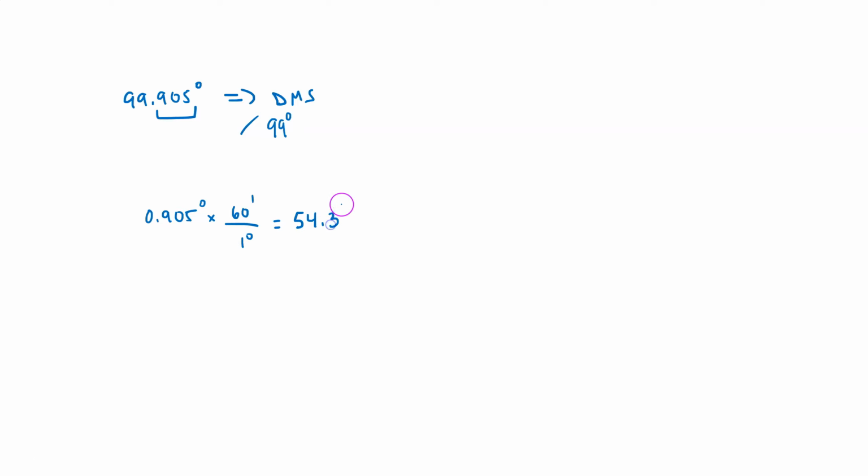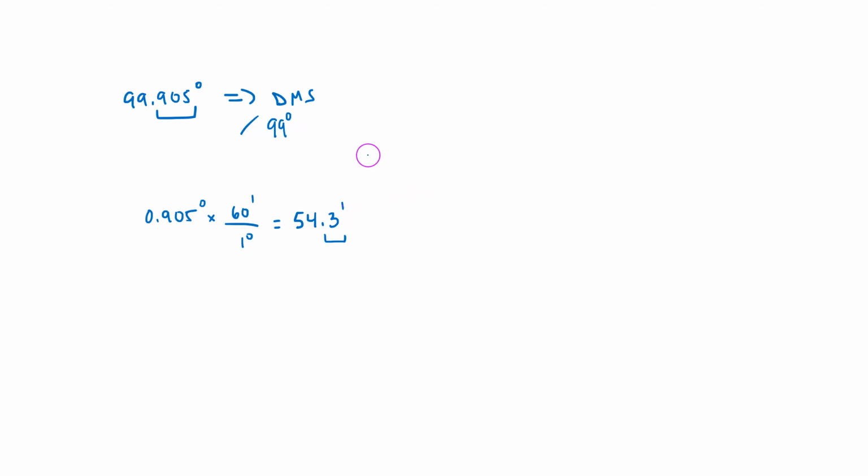For our final angle, let's say it is 99.905 degrees. And we want to convert this into DMS. So degrees is 99. And then we take what's left over, 0.905, and we convert that into minutes. So we multiply by 60. And when we do that, we get 54.3 minutes. So this is a situation we haven't seen yet where you have a decimal in your minutes.